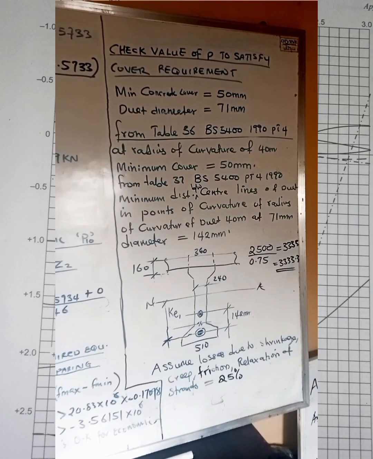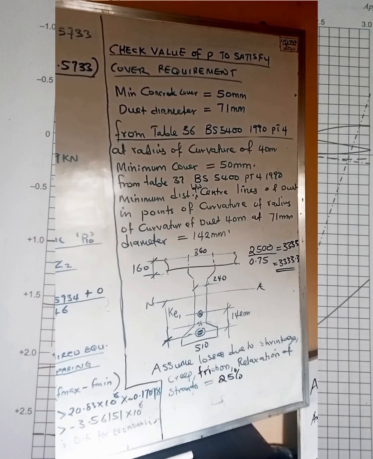Of course, there are losses that are usually encountered in the design process, and these losses are practical. We have losses that are due to shrinkage of concrete. We have losses that are due to creep. We have losses that are due to friction between tendons and concrete. We have losses that are due to relaxation of the strands and the tendons. All these losses are going to play a key role in the actual value for the pre-stressing force.